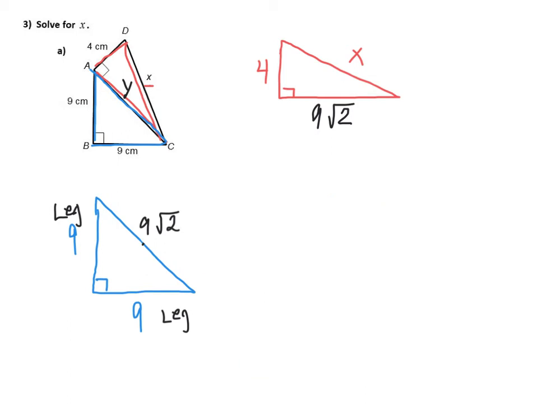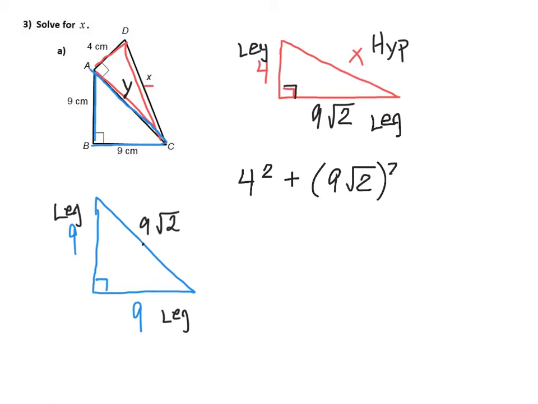So once I identify my right angle, I'll be able to figure out where my hypotenuse is, which it looks like is x in this case. So therefore 4 and 9 radical 2 are my two legs. So now when I plug this in, it looks like my leg squared plus my other leg squared. Now I'm going to put parentheses around this whole term, equals hypotenuse squared.